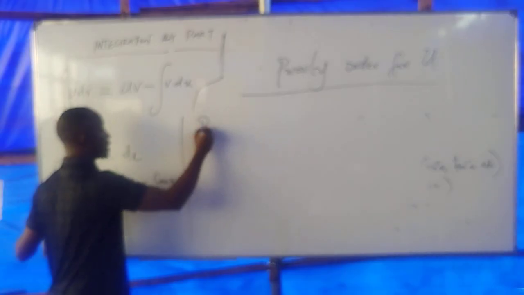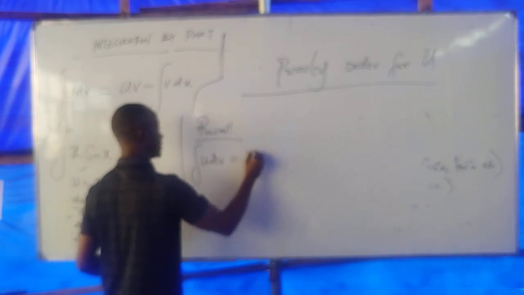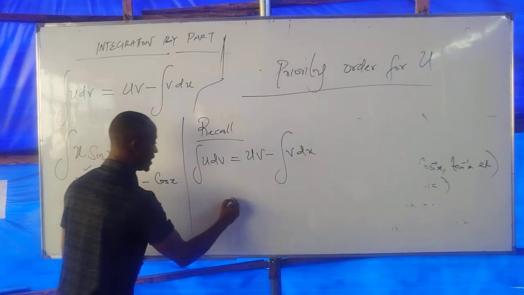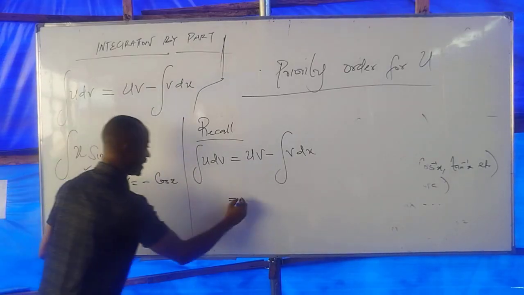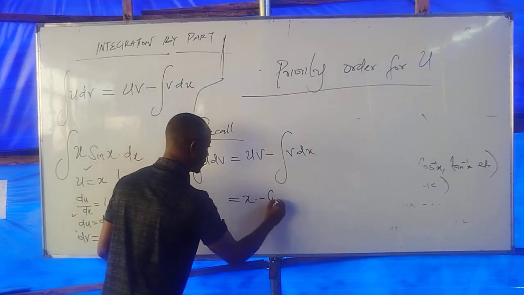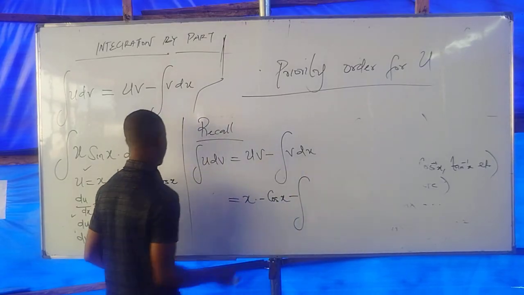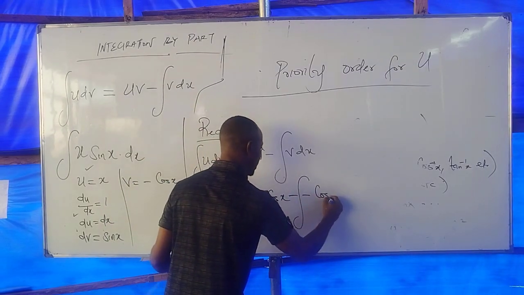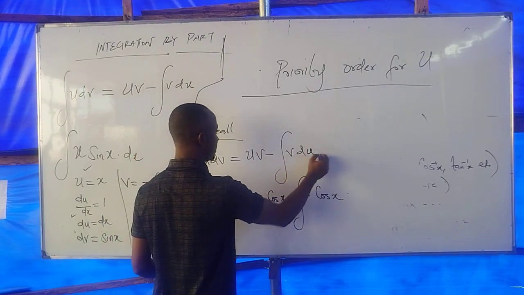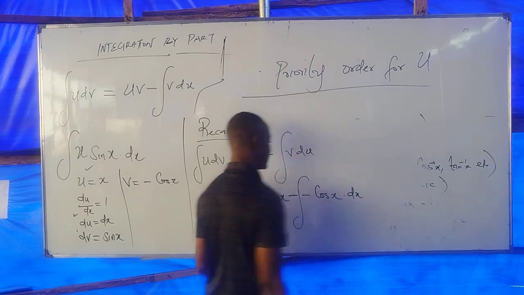Then recall that the integration by parts formula says the integral of u dv equals uv minus the integral of v du. So what's the uv here? The u is x, and v is minus cos x, so x times minus cos x. Minus again, the integral of v, which is minus cos x, times du, which is dx. Are you following?